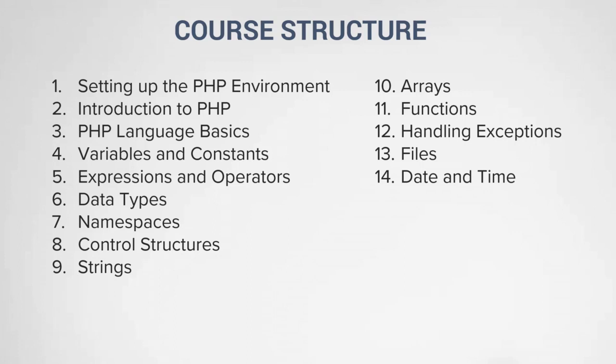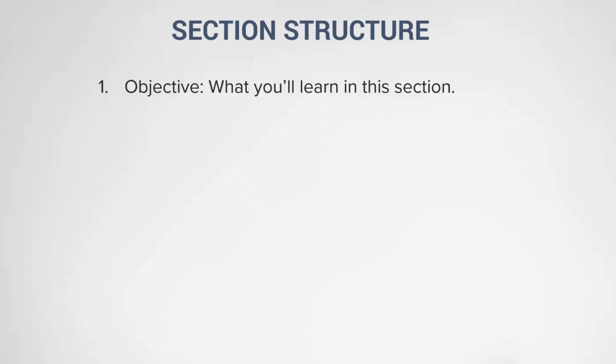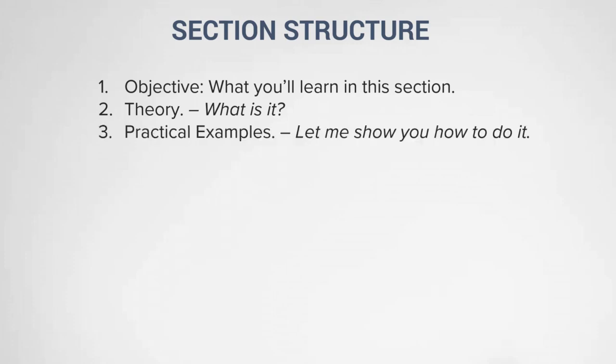Let's look at how this section is organized. Well, there's a pattern on how we have organized the lectures in the section. This is the section structure, and we follow a standard structure for all our sections. So let's understand what this structure looks like. So first, for every section, the first lecture will be the objective, wherein you will understand what you will learn in this section. Then there will be some theory lectures where you'll understand what the concept is all about. Then we will do some practical examples where we're going to show you how to do it.